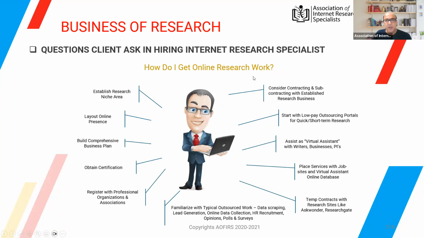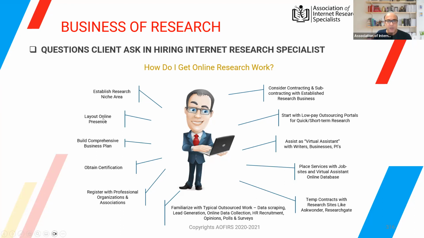Then how do I get online research work? So we're going to cover all of these when we keep moving forward with the opportunities in finding online research work. But of course, it is just these points that you can look at.